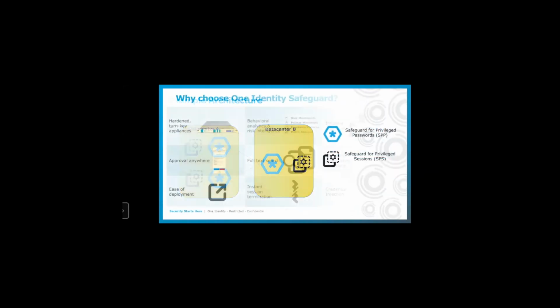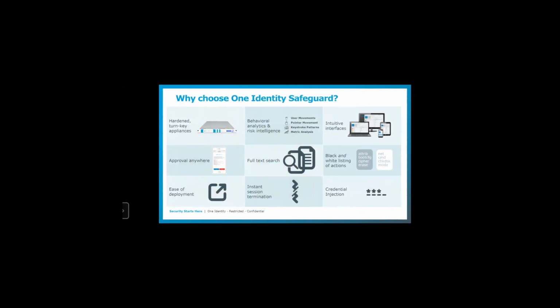I will skip the design and architecture. Let's jump to the unique differentiators of Safeguard. Safeguard is a hardened turnkey appliance, and it doesn't require any external database or system or license to work. The behavioral analytics is built on artificial intelligence algorithms, and it's not just log analysis, it has behavioral biometrics analysis. The interface is one of the easiest and most straightforward interfaces for PAM solutions. Approval Anywhere is a unique feature to receive push notifications on your mobile device wherever you are. Full text search, and of course blacklisting for commands, and ease of deployment. We take weeks instead of months compared to other vendors.